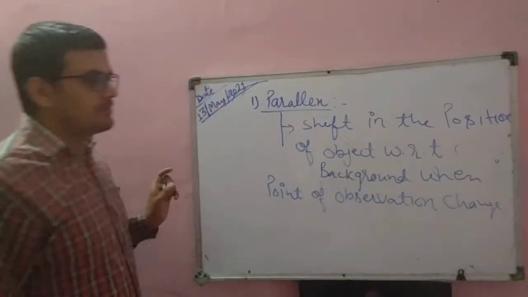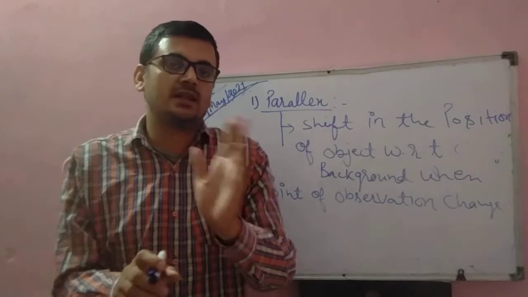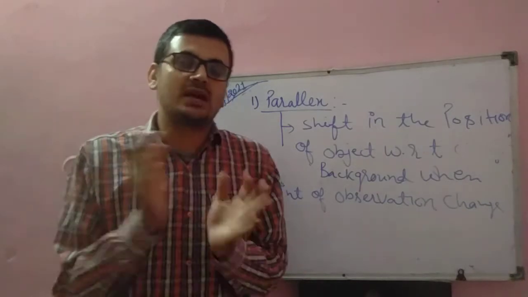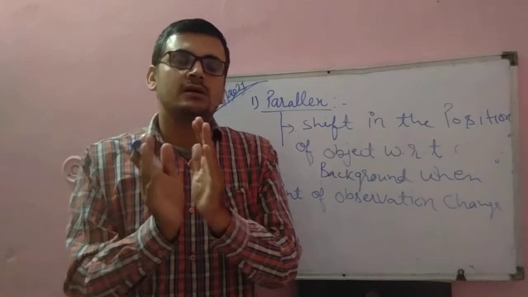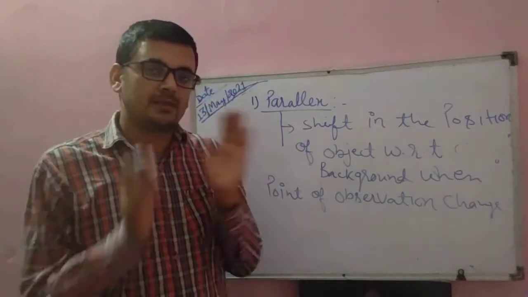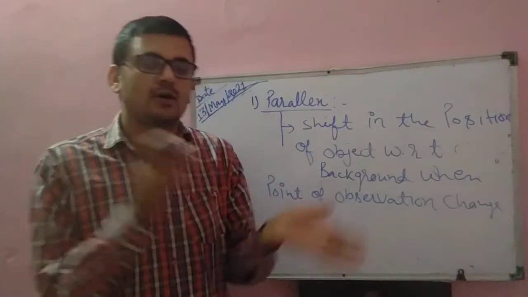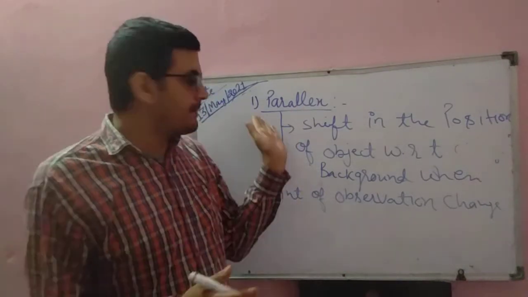Okay, see, what should have happened is that the object should have appeared where it is, but what happened is that when we changed the point of observation, there is a little shift in the place of the object with respect to the background. Okay, so this is called parallax.